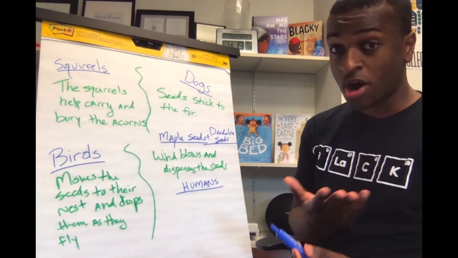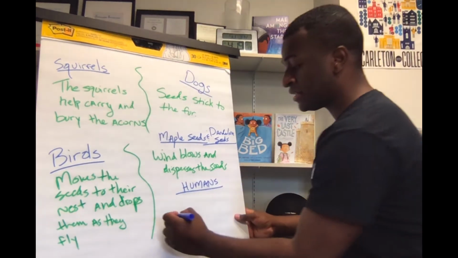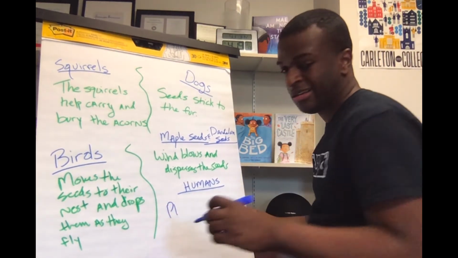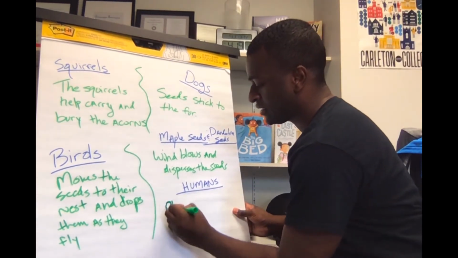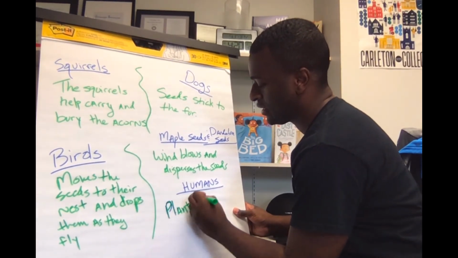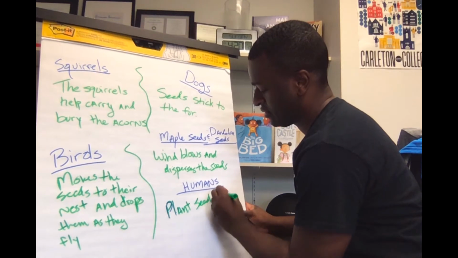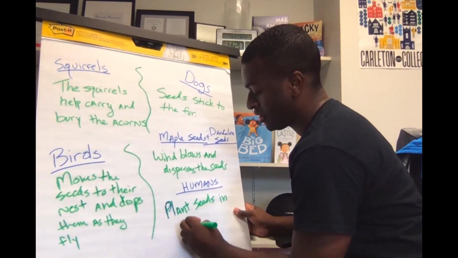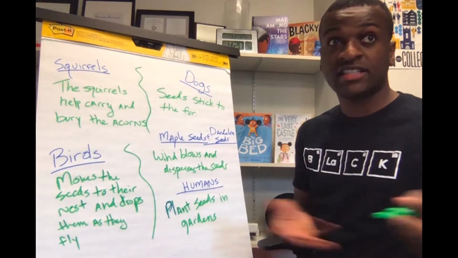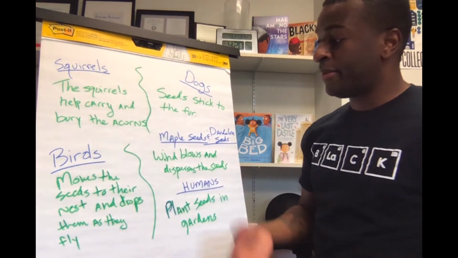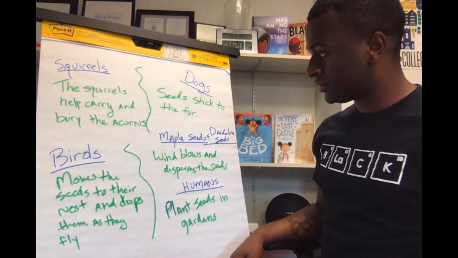If you said gardens, then you're right. Humans plant, I wanted to use my green. Let's use the green here. They plant seeds in gardens. And plants love that because then their seeds go everywhere because the humans helped move them somewhere else.